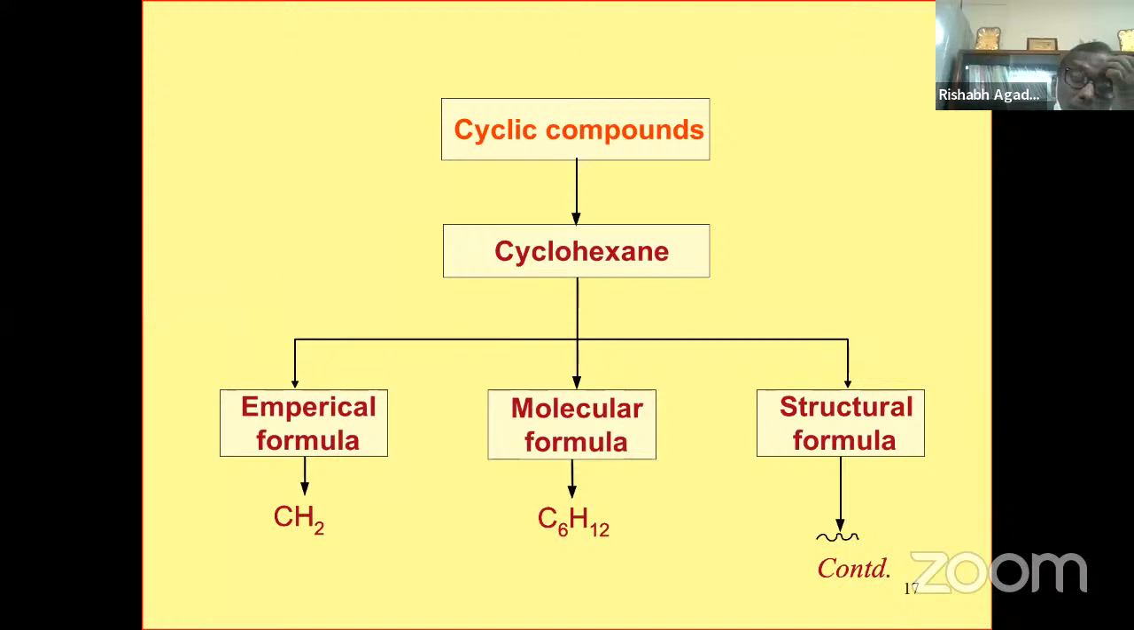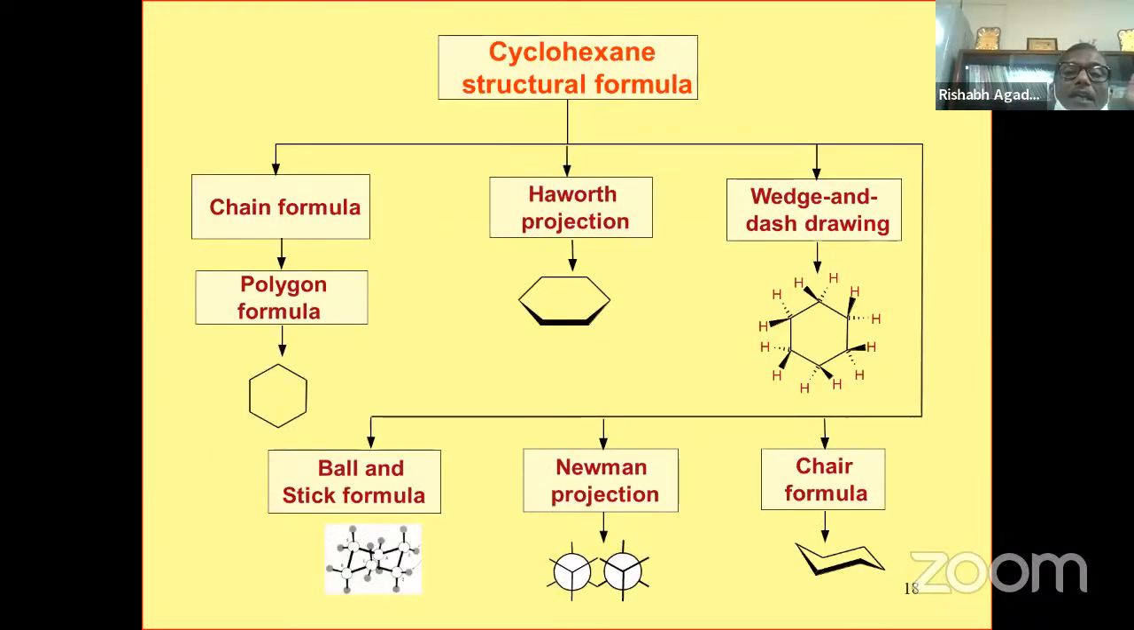Now the cyclic compound, the basic cyclic compound is cyclohexane, which can be represented by empirical formula, molecular formula, and structural formula. The molecular formula C6H12 can be represented in a cyclic form, which is the cyclohexane polygon formula. Haworth worked on cyclohexane and projected the Haworth projection. You can represent it in wedge and dash. The ball and stick model and the Newman projection you can also have, and then the chair formula. From a stereochemistry point of view, we sit on a chair, and the chair is stable. The same is applicable for molecules, so the chair form of cyclohexane is stable. You can have that correlation.